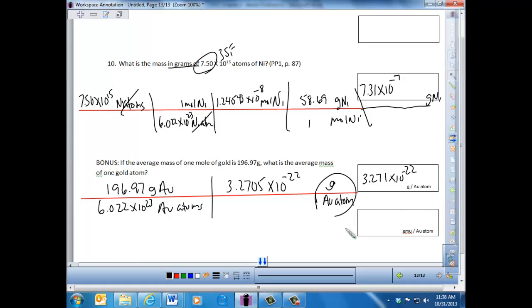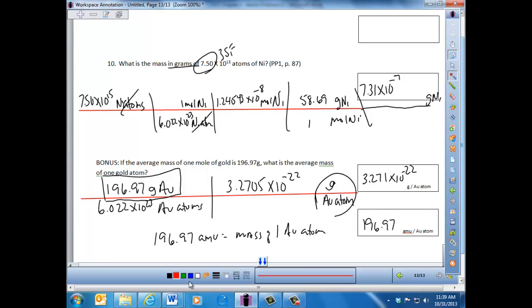Now the other thing is that mass number on the periodic table can be used with grams as the unit or AMUs. If you use this number with grams as the unit, then that is the mass of 1 mole of atoms. If you use that mass number, same digits, in AMUs, that equals the mass of 1 gold atom. So all you had to do was put the 196.97 there. Okay?